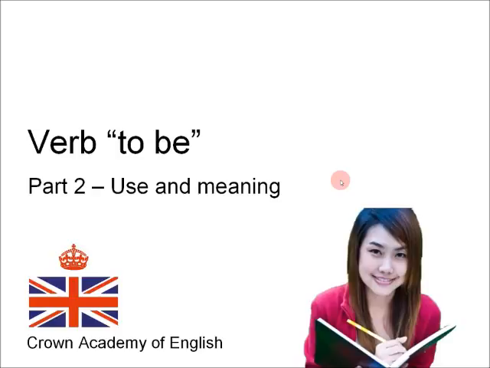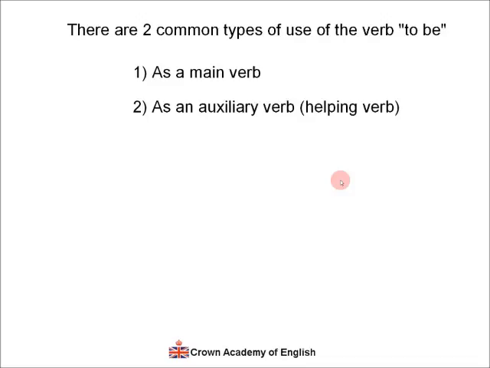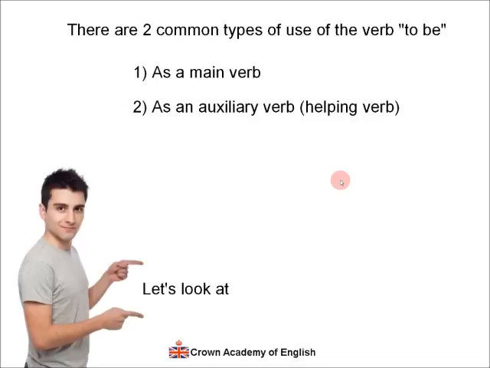Today we are doing a video about the verb to be, and this is the second part. Today we're going to look at the use and meaning. There are two common types of use of the verb to be. The first use is as a main verb, and the second use is as an auxiliary verb. This is also called a helping verb. So let's look at each type in more detail.